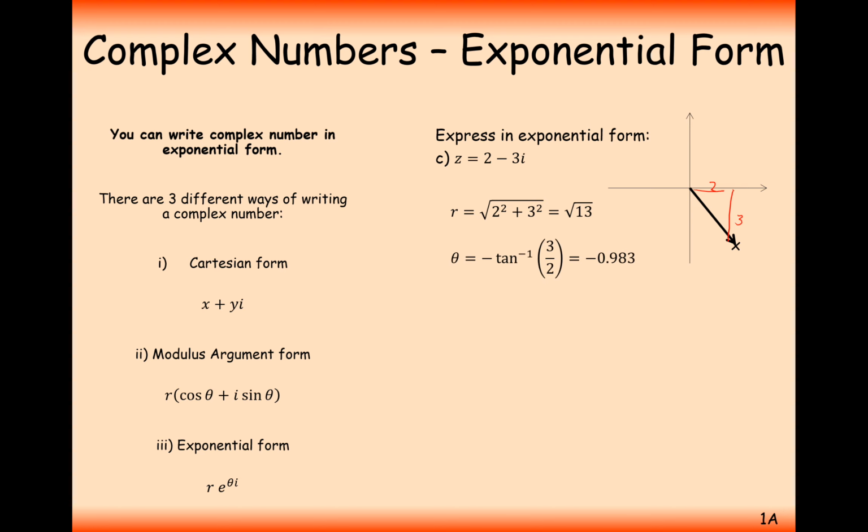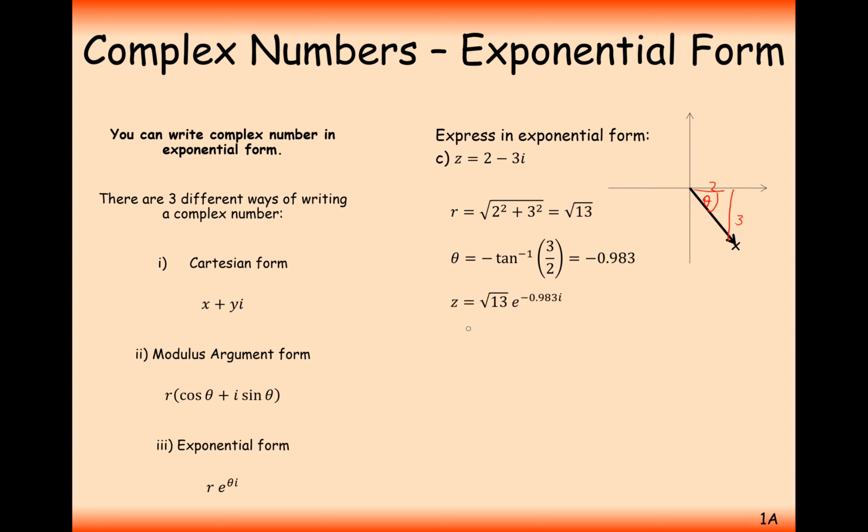Then we have to work out the argument. Now, any argument that's on the bottom of the graph is a negative value. So it's going to be tan minus 1 of 3 over 2. That's opposite over adjacent. But then the negative value of this, because it's on the bottom, so that's minus 0.983.